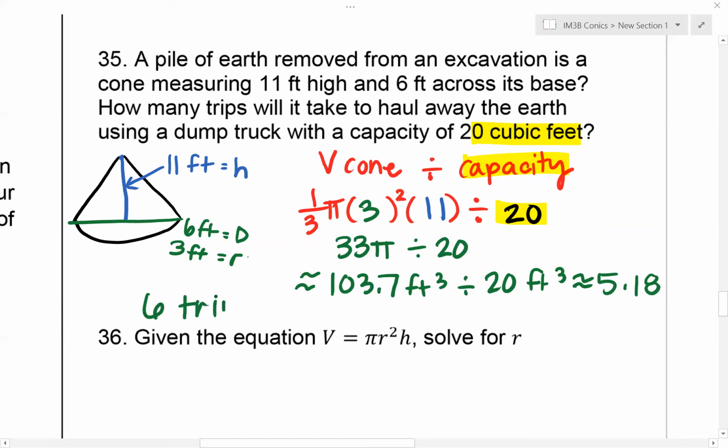So remember that for this, we always round up. We don't say, oh, it's only 5 because it's less than 0.5. This is always rounding up.